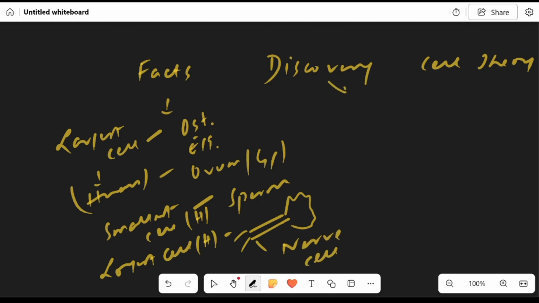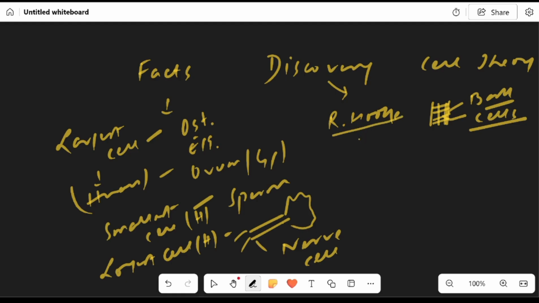As far as the discovery of the cell is concerned, it was Robert Hooke who observed the bark of a plant. While observing, he found that there were many dead cells, or compartments, in it, and he termed them as cells. Cell means a little room. So it was Robert Hooke who had discovered the cell, but he had discovered the dead ones, in 1665.